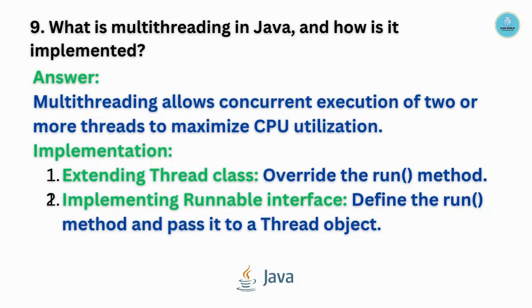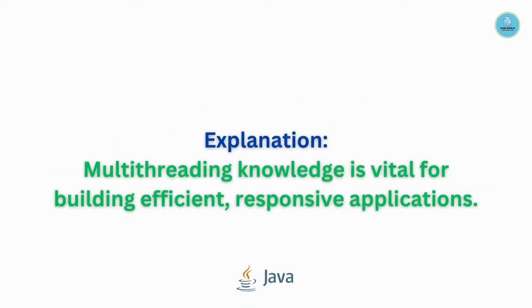Implementation could be extending and implementing. Extending the Thread class: override the run method. Implementing the Runnable interface: define the run method and pass it to a thread object. Multi-threading knowledge is vital for building efficient, responsive applications.